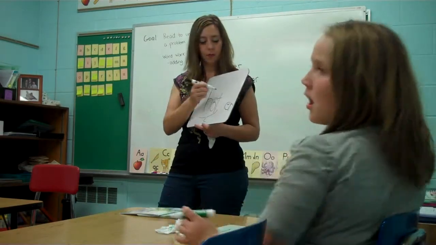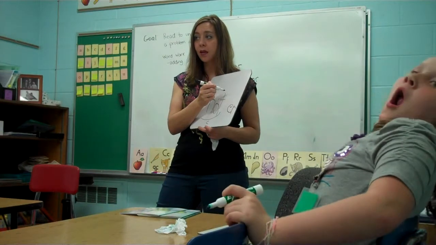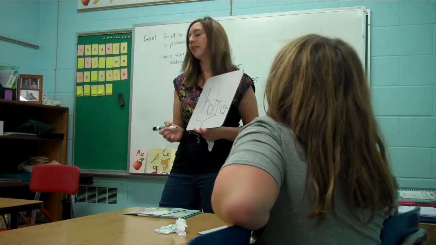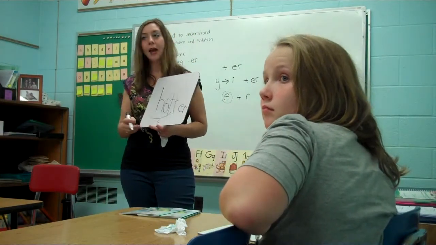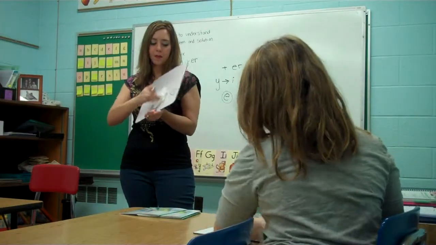Add 2 T's and put ER. Add 2 T's, or add one more T? We already have one. We add another T before we add ER. One more.